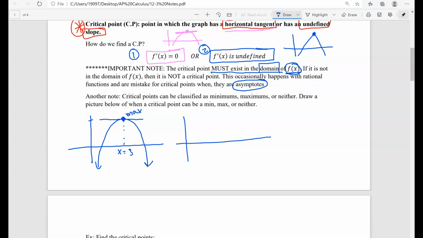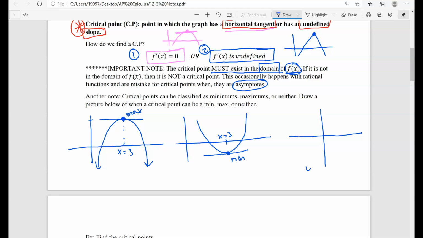When would it be a minimum? Well, kind of the opposite. You can see that the horizontal tangent line is still going to be 0 here. Maybe this is x equals 3. And now we arrive at a minimum. So we can have something that looks like that. So when will it be neither? Well, that means that it's neither a maximum nor a minimum.